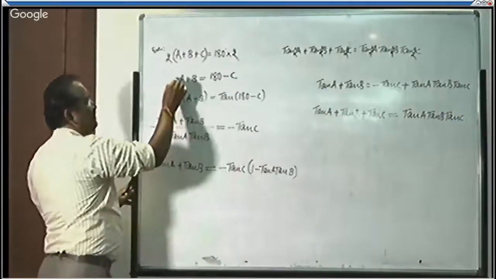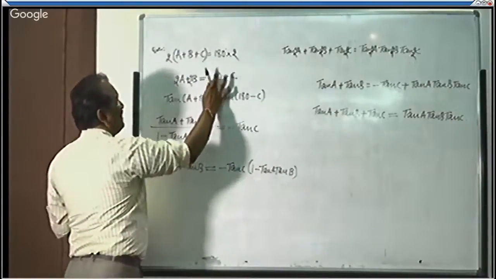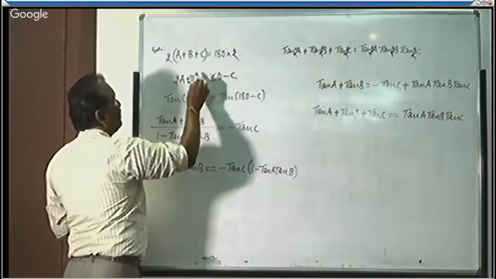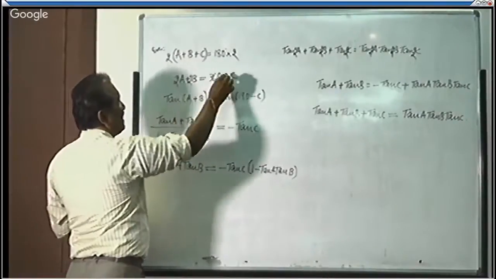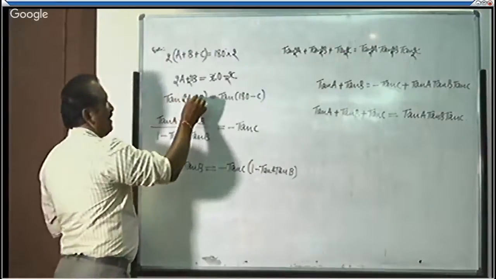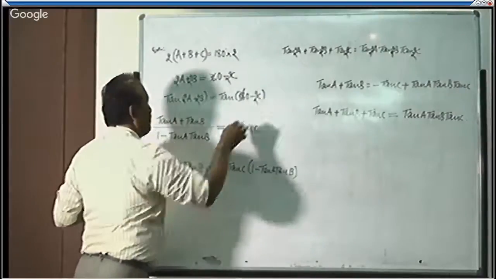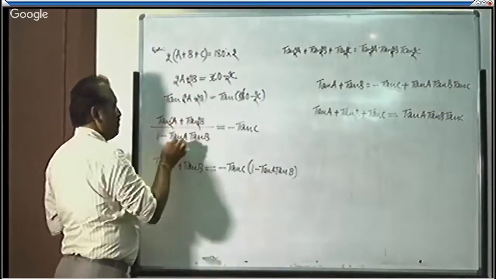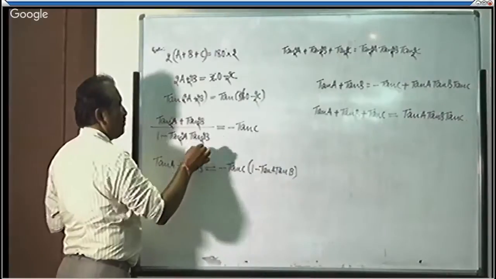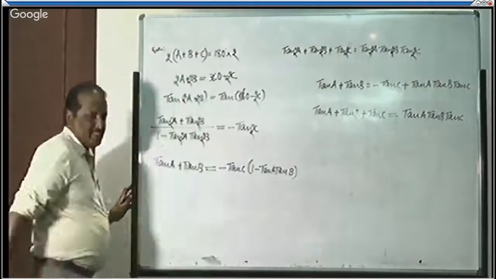Right? So it is 2A plus 2B. 180 into 2 is 360. So 2 into C is 2C. When it is transferred to the right hand side, it is minus 2C. Now apply the tangent: tan 2A plus tan 2B, it is tan of 360 minus 2C. Now it is tan 2A plus tan 2B over 1 minus tan 2A tan 2B. Tan of 360 minus theta is minus tan theta.